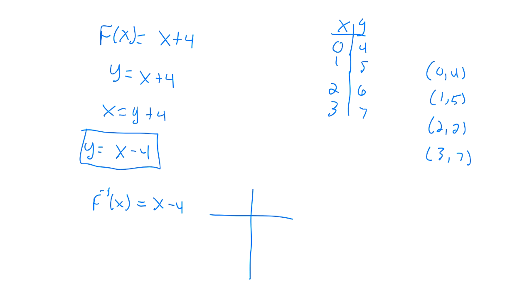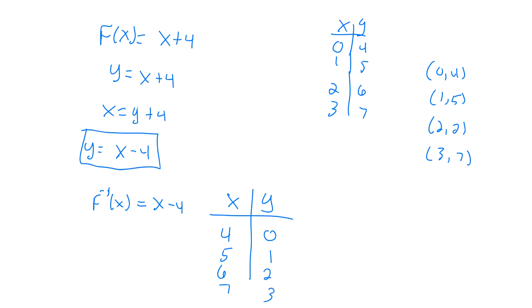So now, let's say these are my x values: 4, 5, 6, and 7. If I put 4 in here, 4 minus 4 is 0. If I put 5 in here, 5 minus 4 is 1. If I put 6 in here, 6 minus 4 is 2. If I put 7 in here, 7 minus 4 is 3.